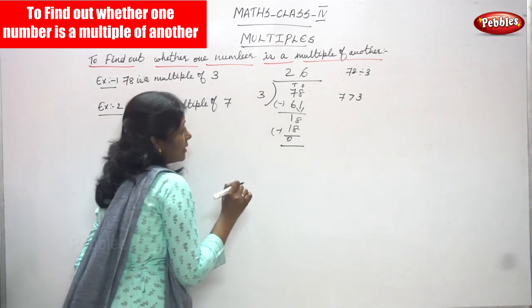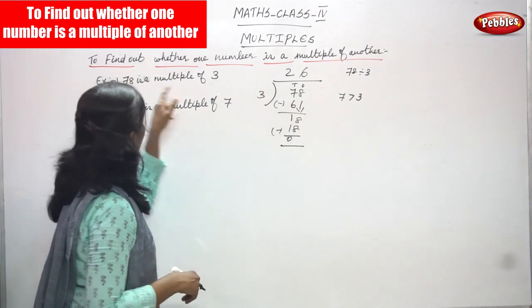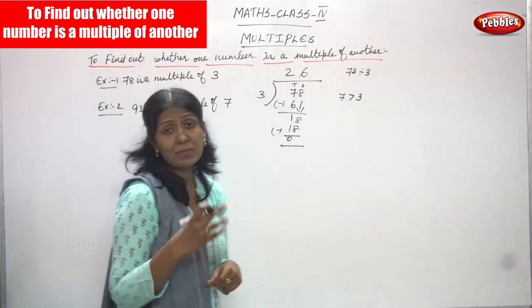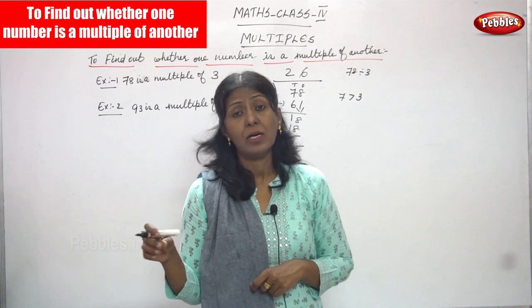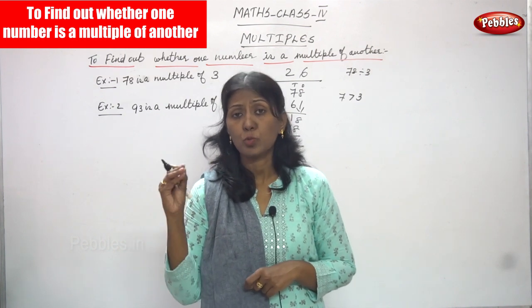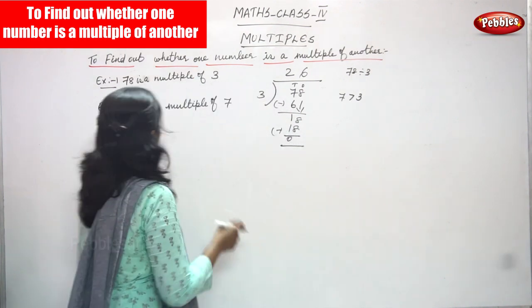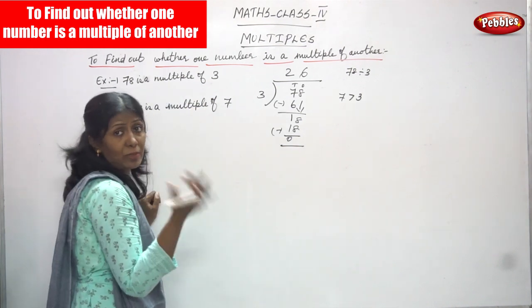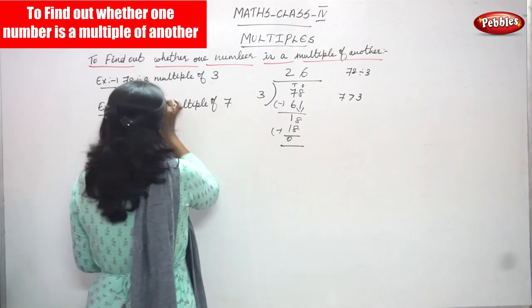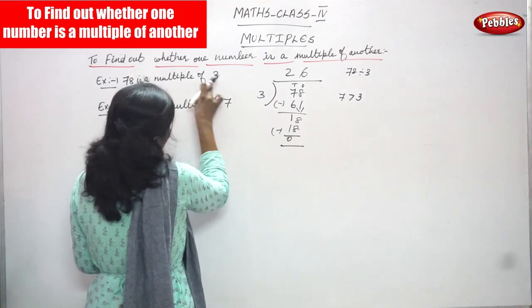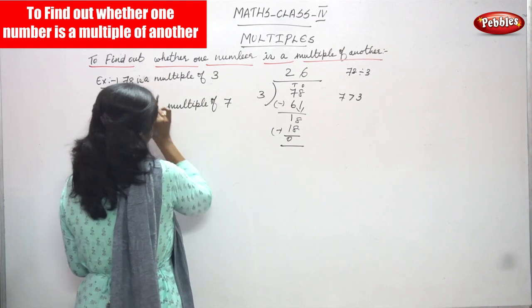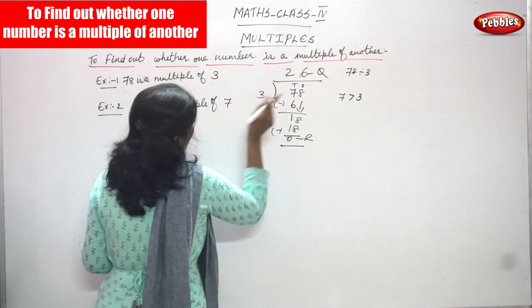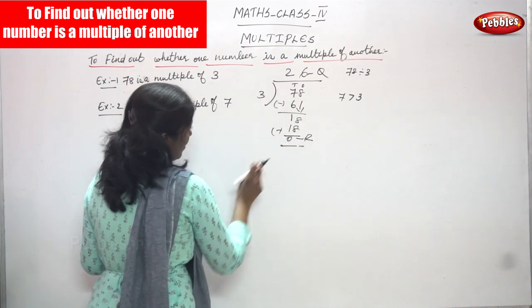If the remainder is 0, then 78 is a multiple of 3. If the remainder is 0, any number is a multiple of the particular number. So if the remainder is 0, you surely know that 78 is a multiple of 3. If the remainder is any other number, it is not a multiple of the given number. 78 is the given number. The remainder is 0. This is the quotient: quotient is 26 and remainder is 0.